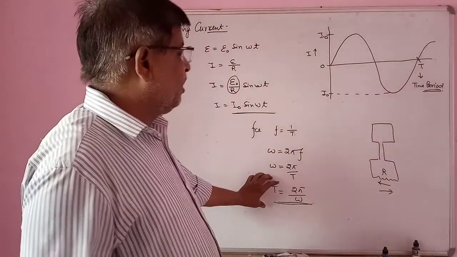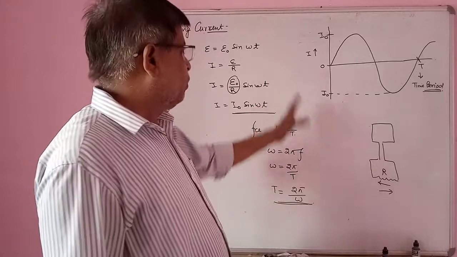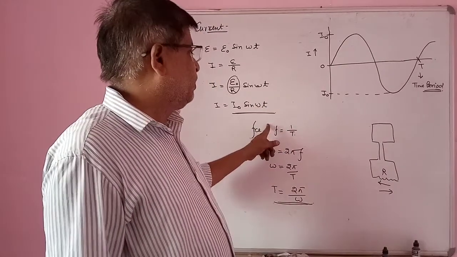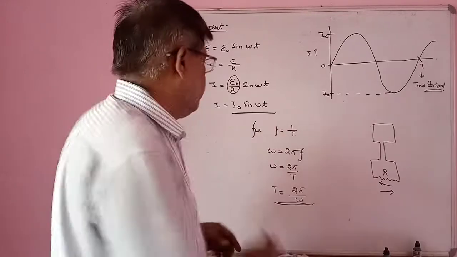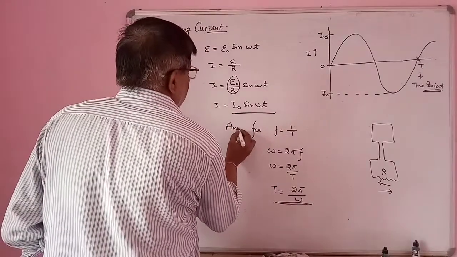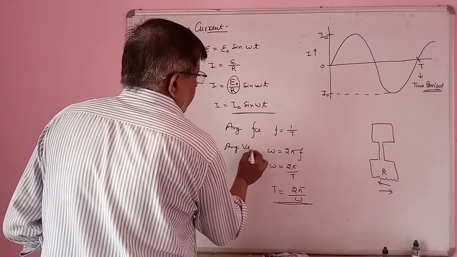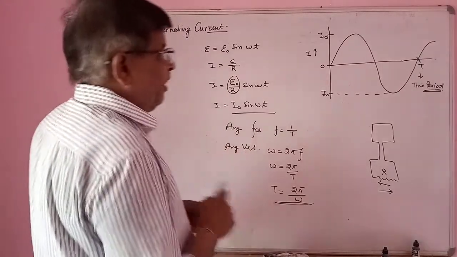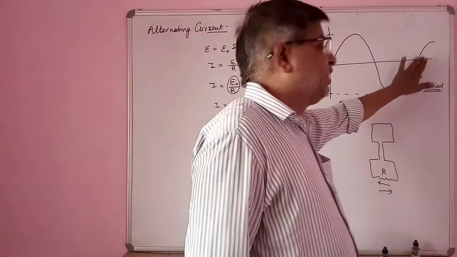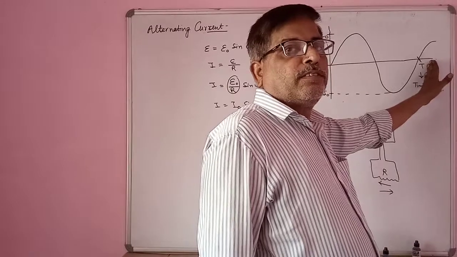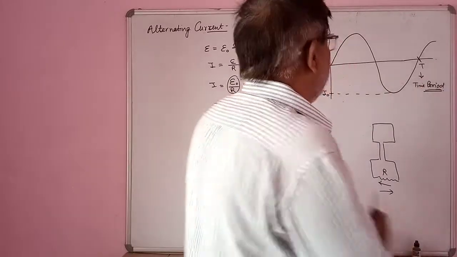This is again a result. This is angular velocity. This is angular frequency. Angular frequency, angular velocity, and this complete is one cycle. This is the total time period.